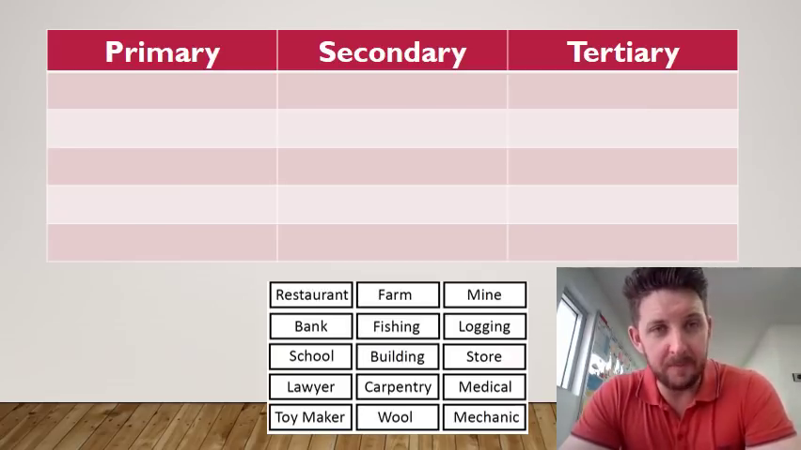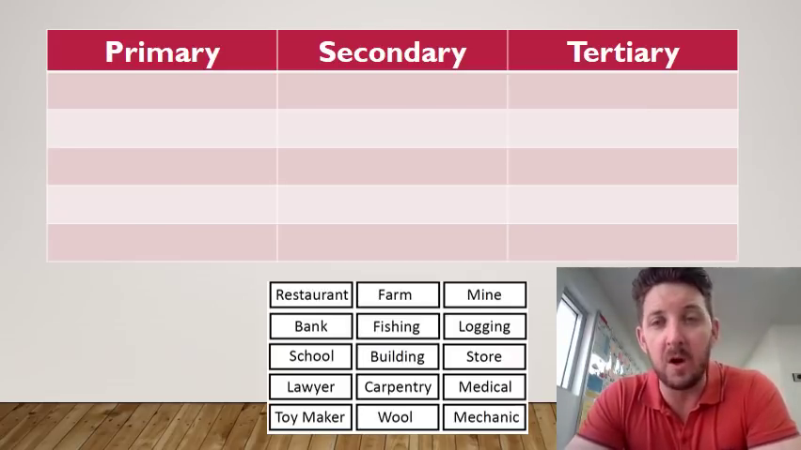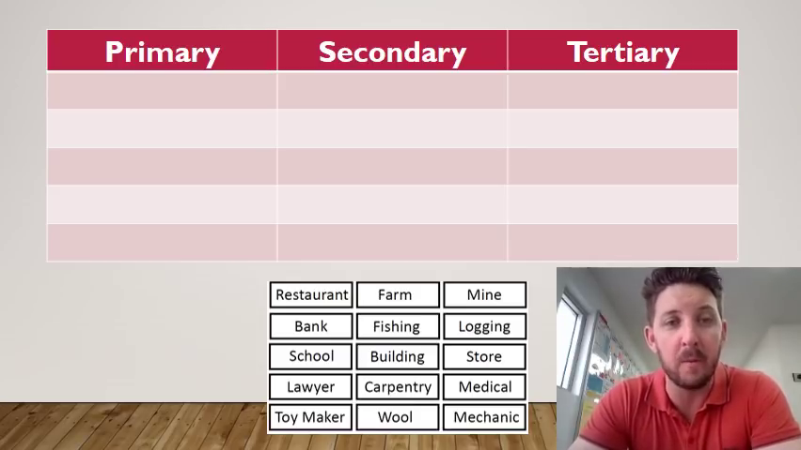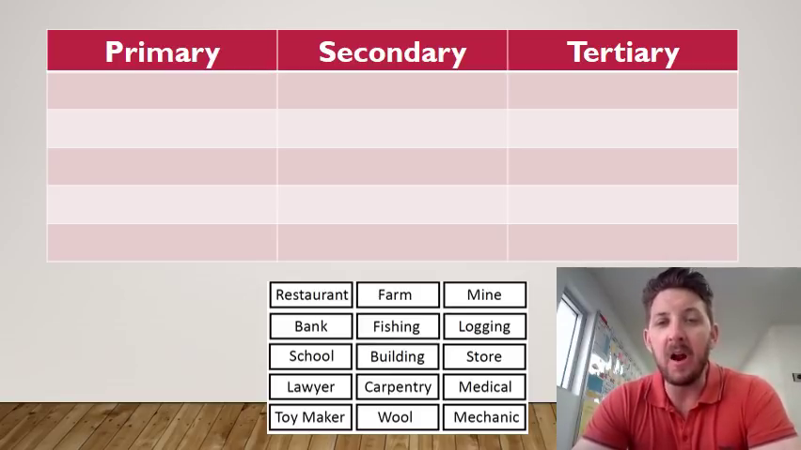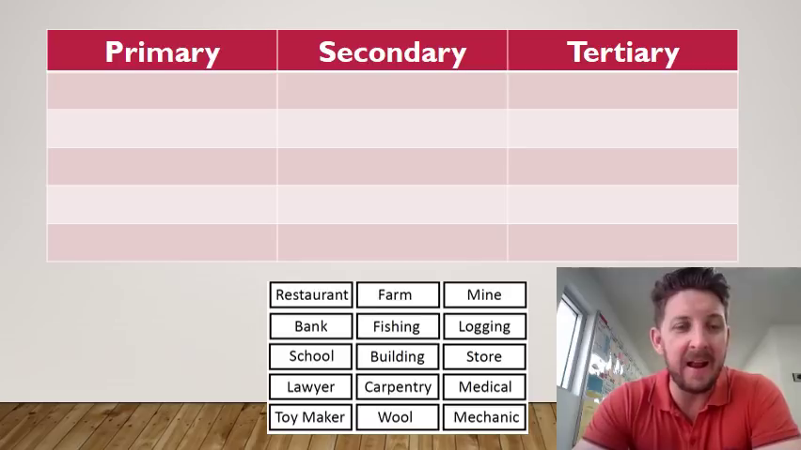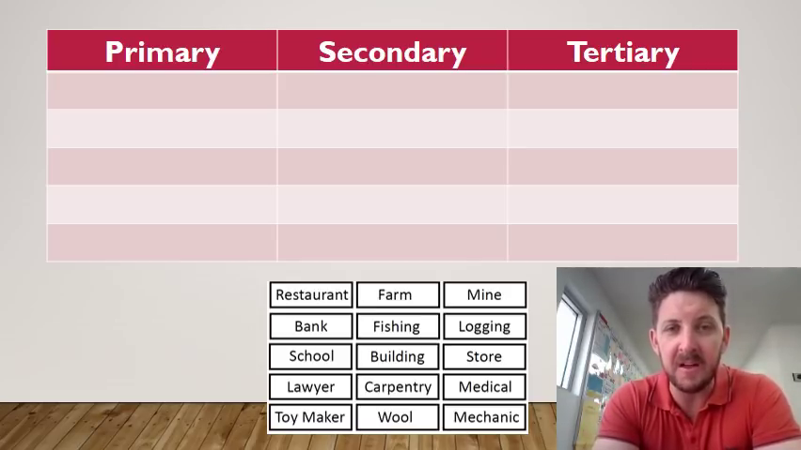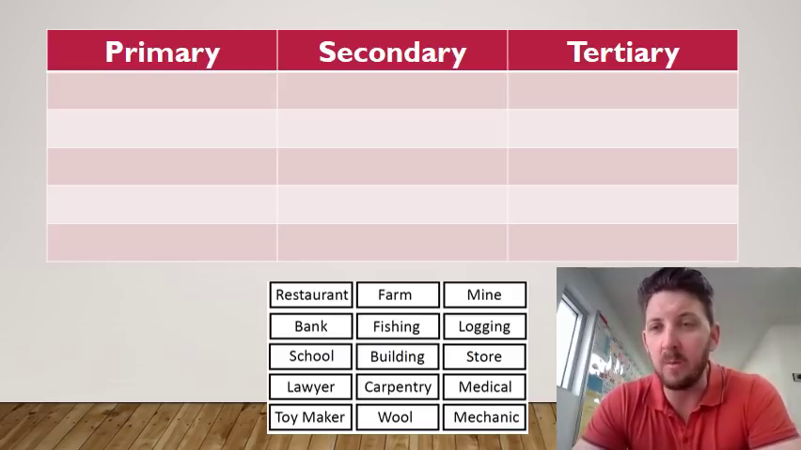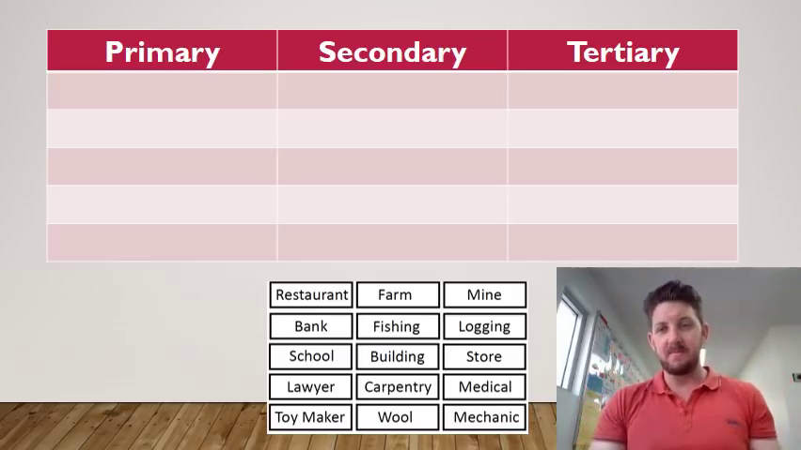Gents, I'm going to give you a go now. What you're going to do is draw three columns in your Hash book. You're going to have a primary, secondary and tertiary title in each of the different columns. At the bottom of the page, you can see that there are 15 different types of businesses, and I want you to take that and put those into each of the different columns. Pause the video now, gents, and have a go, and then I will come back and we'll discuss some of the answers.